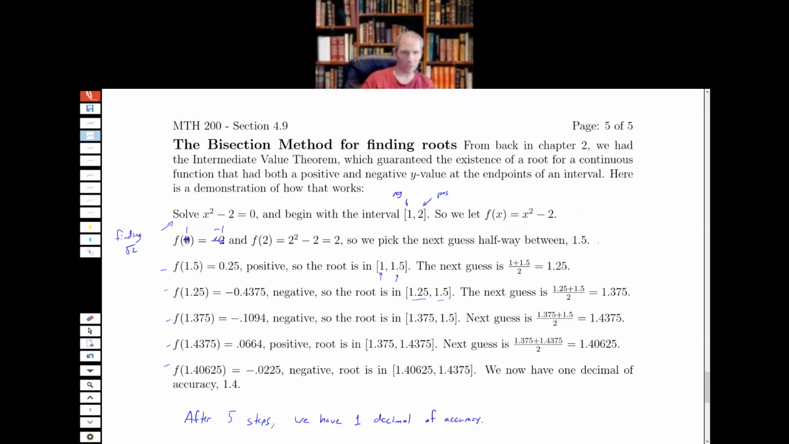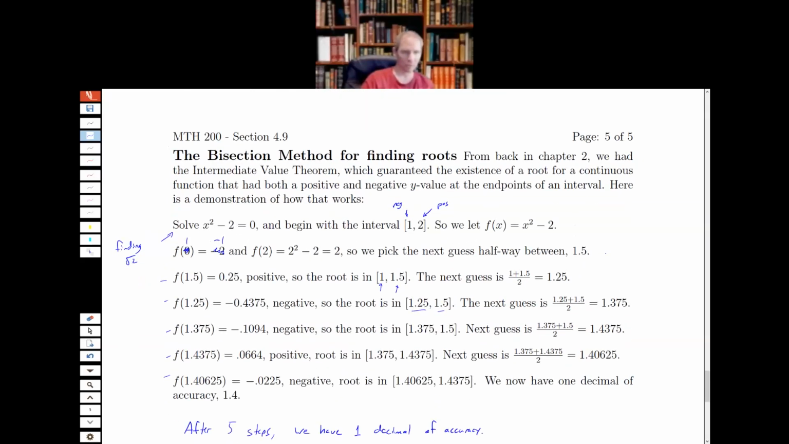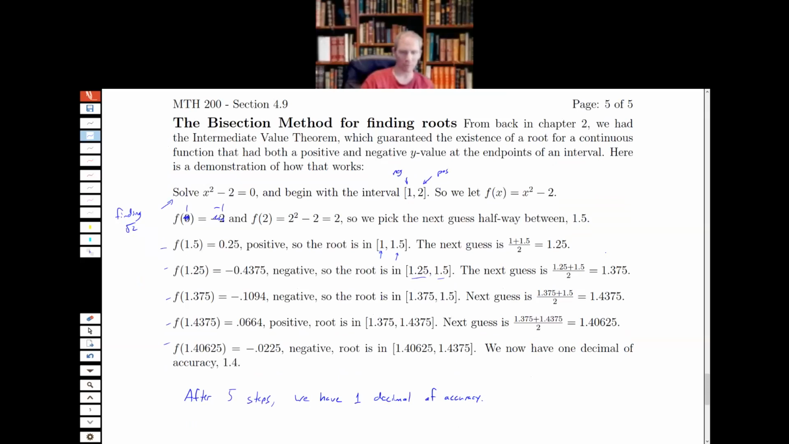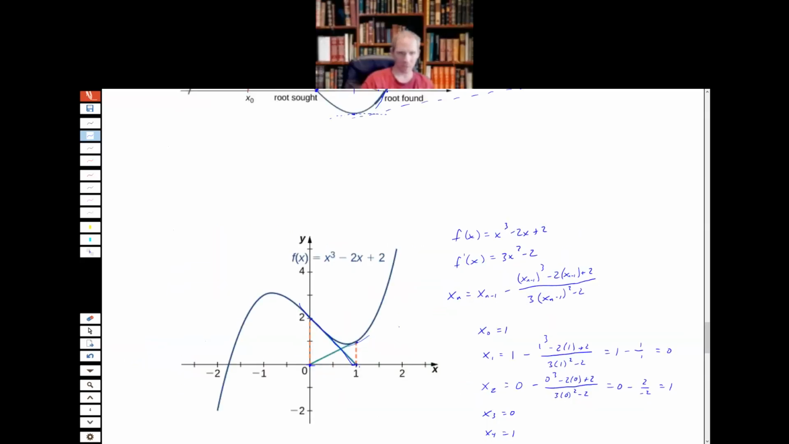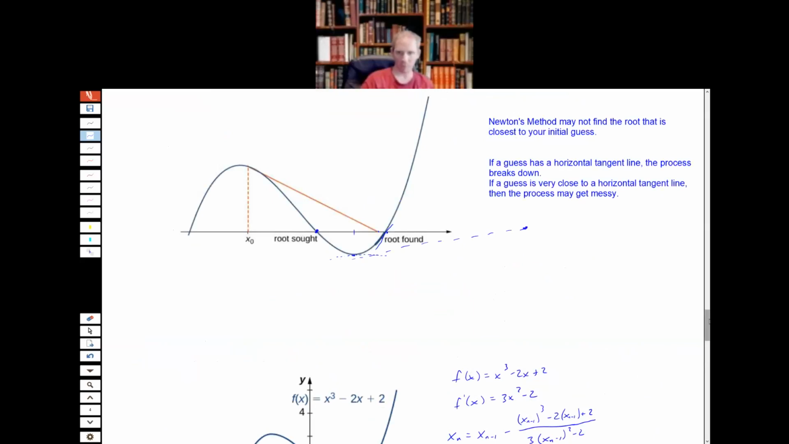You won't see any questions on the bisection method, either on the homework or on an exam or anything. This was just to give you a little bit of frame of reference. And the reality is that the bisection method doesn't have these weaknesses where it gets stuck and doesn't find a root or jumps way off.